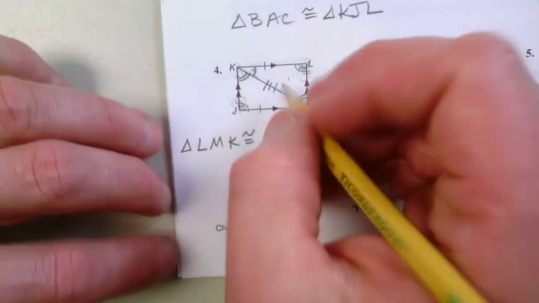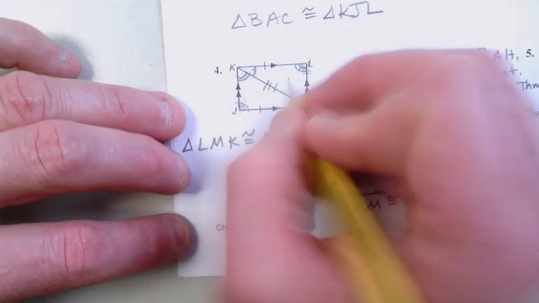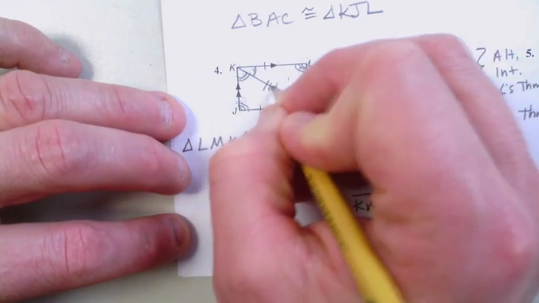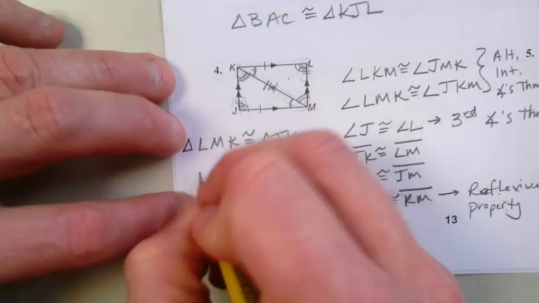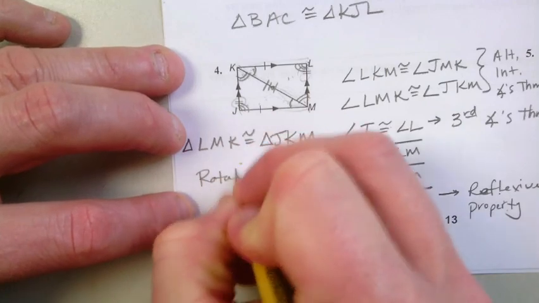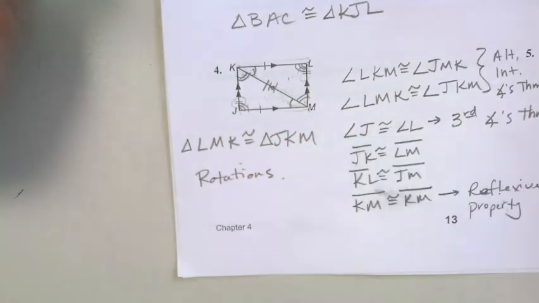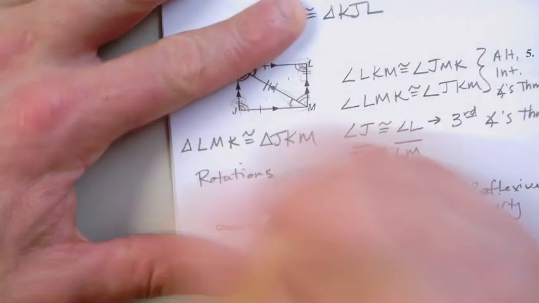Now how did I get that? If I were to rotate this triangle here 180 degrees around that point right there, I am going to get the new triangle. Okay, so I have a rotation there.